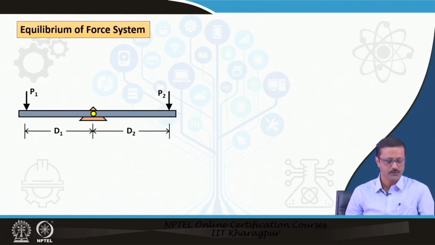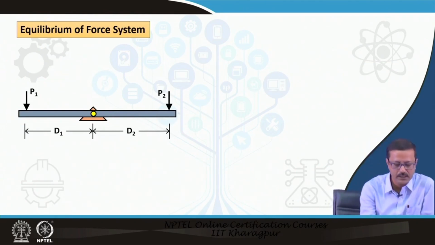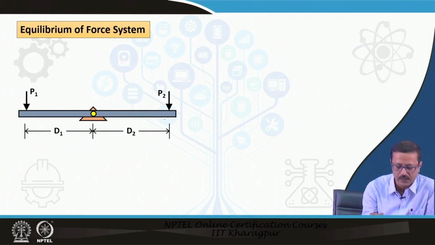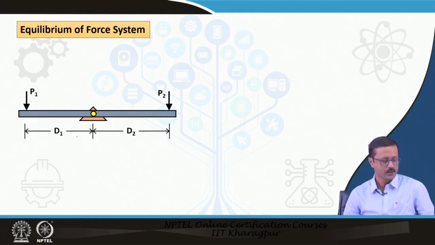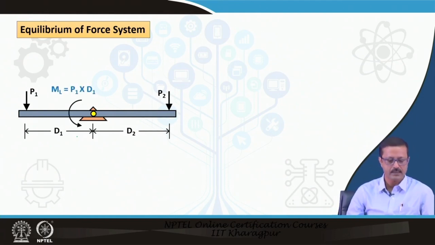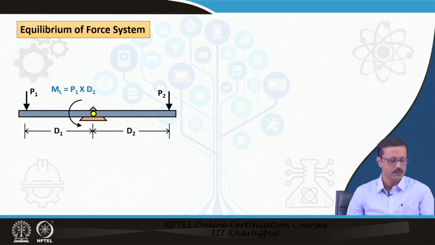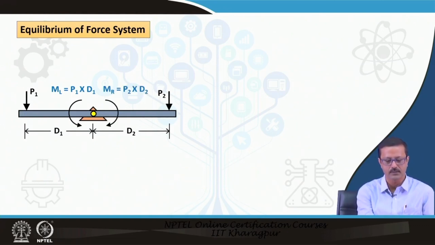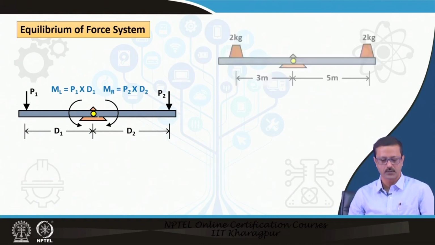Equilibrium of forces also has a third component: the moment must also be in equilibrium. I have shown here a rigid body which is under forces P1 and P2 at distances d1 and d2 from a particular pin. The moment at this particular point, as I know, is P1 into the perpendicular distance d1, so it is P1 into d1. Similarly, due to the load P2, the moment on the right hand side is equal to P2 into d2.